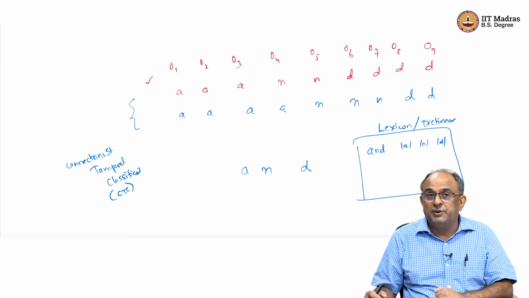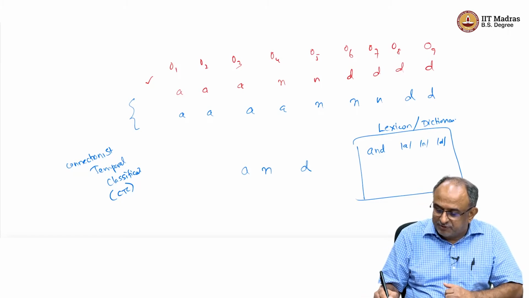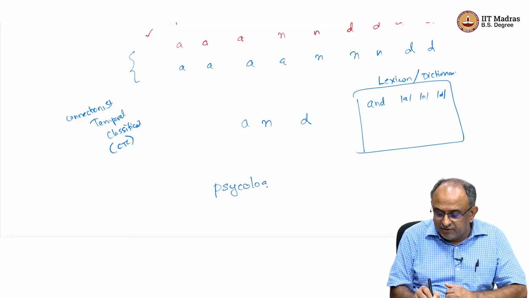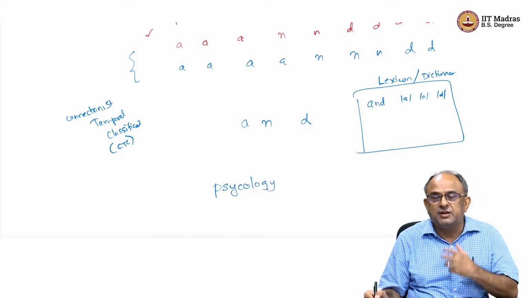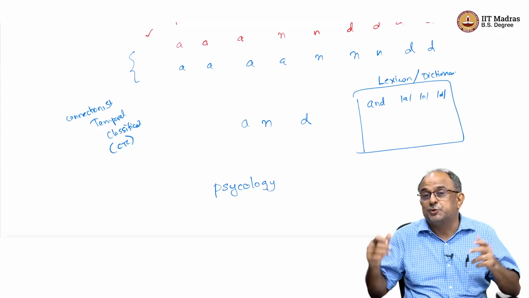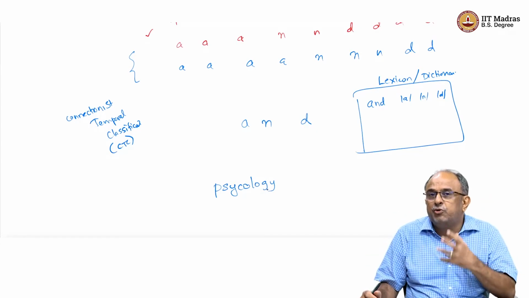Okay, there could be many differences. Like I give an example, psychology. In the written form it is written like this, but in the spoken form I only say "sychology". Here the P is supposed to be silent, right. So how do we determine all this?